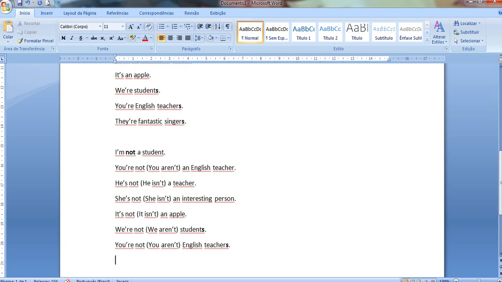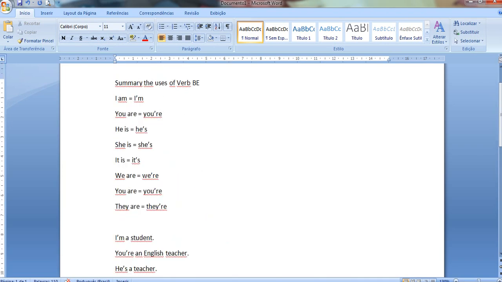And the last personal pronoun, the third person in plural form, is they. Now in negative form, they're not, or we can say they aren't fantastic singers. We end with the letter S to indicate plural form.